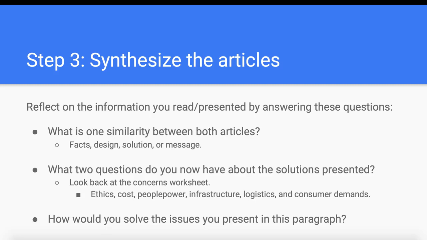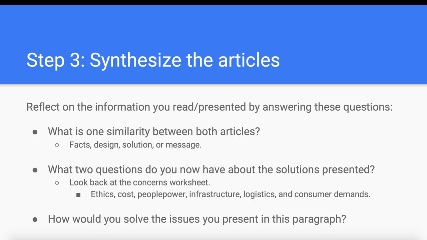The second thing you need to write down, what two questions do you now have about the solutions presented, right? So you want to look back and think about the concerns worksheet, right, that we did in video 1 when we thought about our audience's concerns. Maybe something unethical is occurring in your industry. Maybe the cost is far too much and you would never be able to think of this climate solution. People power, do we have enough people? Infrastructure, do we have the stadiums, environment, buildings, land, logistics? Is it logical? Can we even do it? Is it just going to be too complex to get through? And then consumer demands, right? Because at the end, you want to make sure the consumer is happy within the industry.